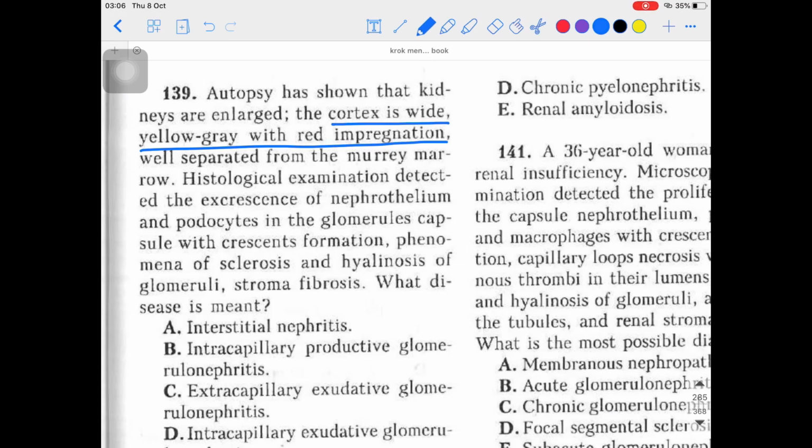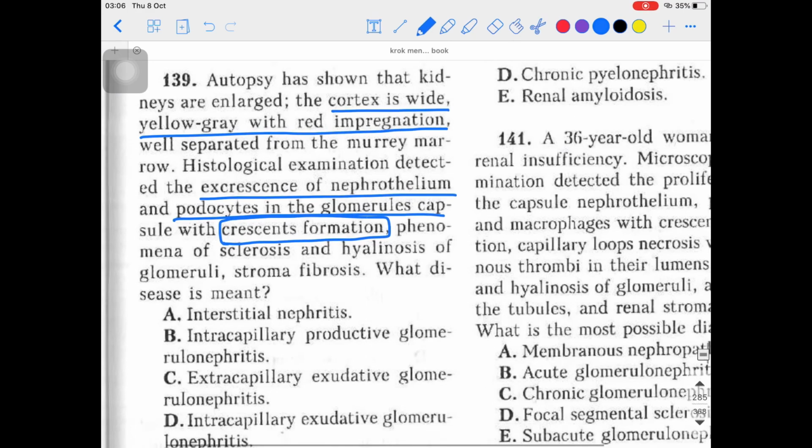Histological examination detected excretions of nephrothelium and podocytes in the glomerular capillaries with crescent formation, phenomena of sclerosis and hyalinosis of glomeruli, and stromal fibrosis. So guys, what is the crescent formation? What do you mean by crescent?